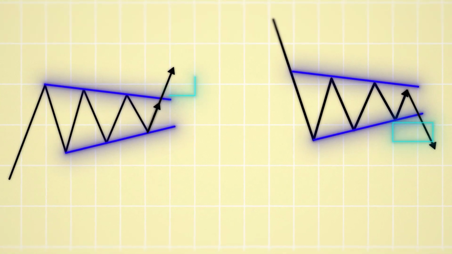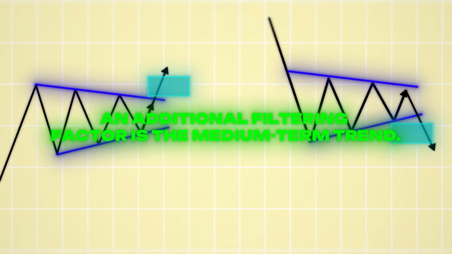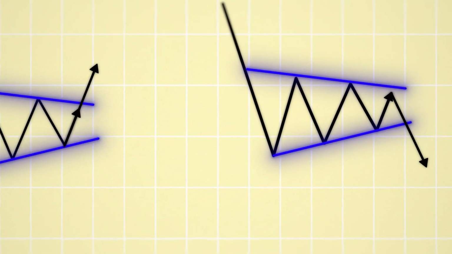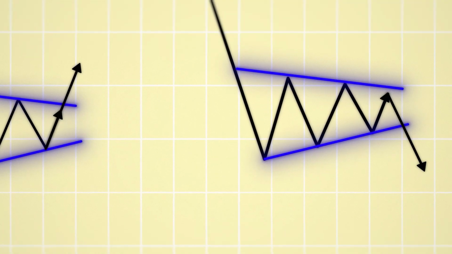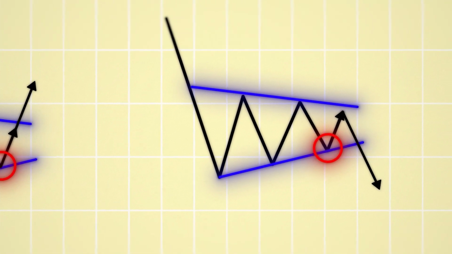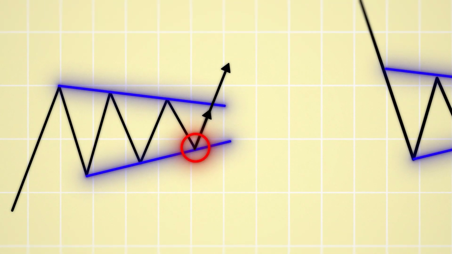It is recommended to use the same imbalance confirmation method. An additional filtering factor is the medium-term trend. All statistics were provided for models on the 5-minute chart, so in this case, the medium-term trend is the 1-hour time frame. Stop loss, behind the last low for a bullish model, behind the last high for a bearish model.